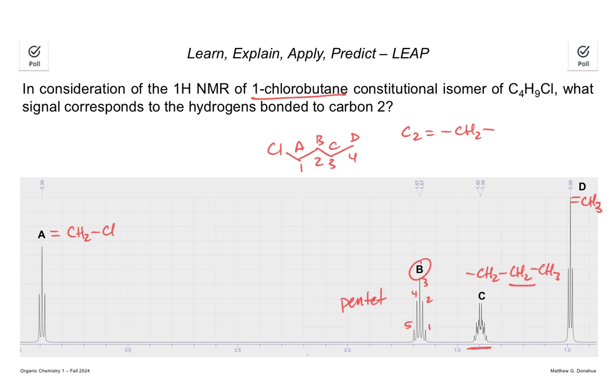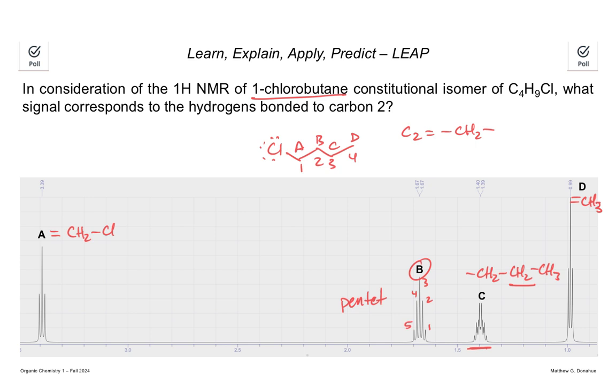You have a question over here? How do you determine the difference between A and D? It looks like A only has 3 keys. Yeah, so A is a CH2. It has 2 neighbors, so it should also be a triplet, right? So this should be a triplet.